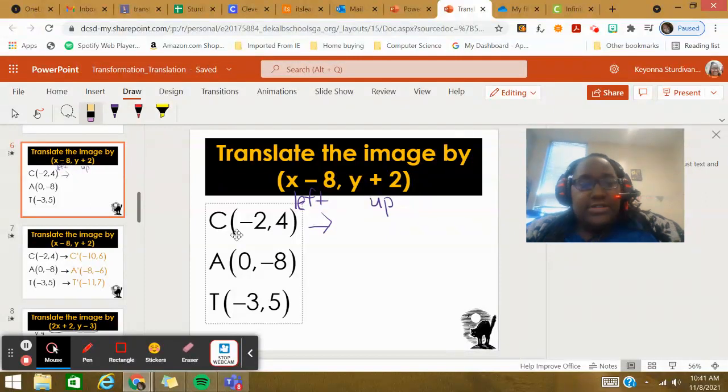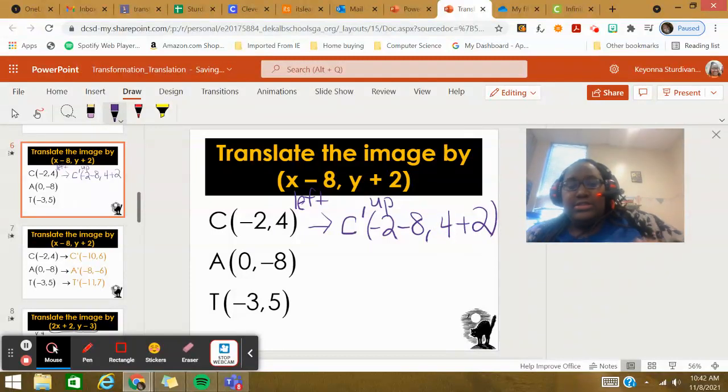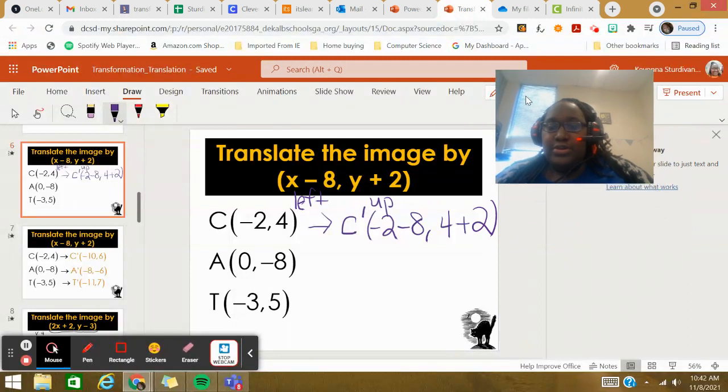So remember, they gave us 3 coordinates. We have CAT, known as cat. When I do a transformation, I have to now transform the letter and put a tick mark here, which is known as prime. So C prime, which would be my new coordinates. So again, I'm going to apply the rule. So we have -2 minus 8, and then we have 4 plus 2. And this will give us our new coordinate.